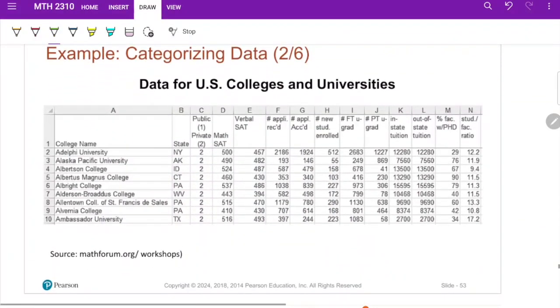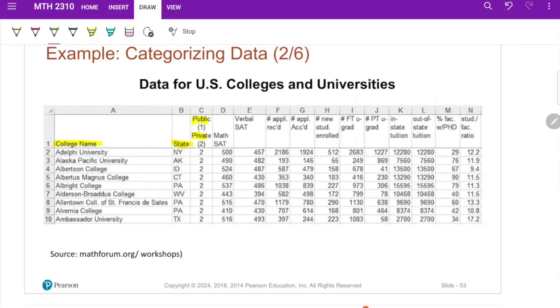This is everything that I would like to say. This is the last example I'm going to cover. If you look at the data here, we have an Excel, we have data, we have variables. Look at the first one, college name, nominal. It's qualitative. Why is it qualitative? Because it contains names. Public, private, qualitative. Also names. It's 1 and 2, but it's just names.